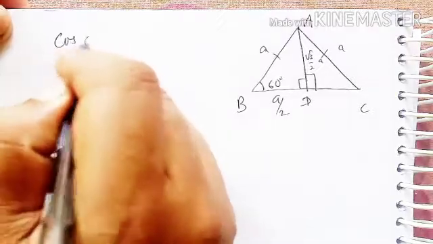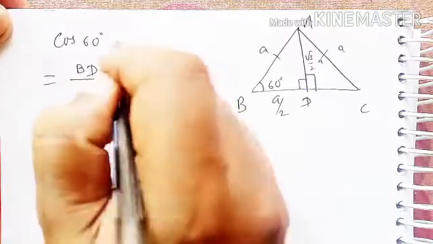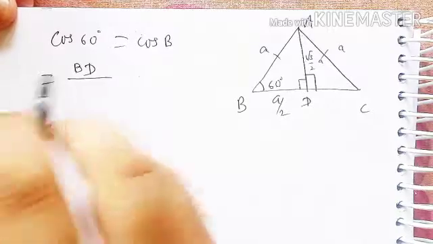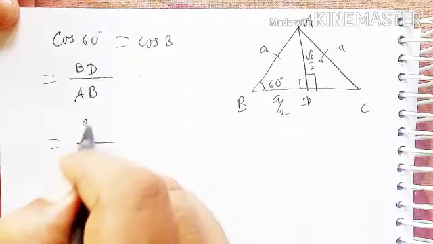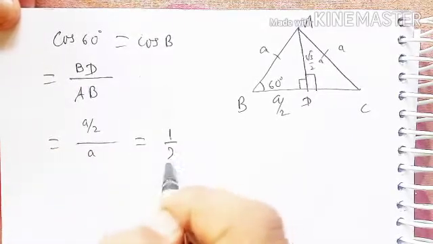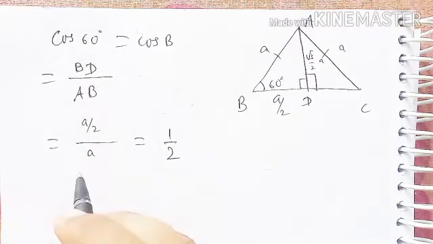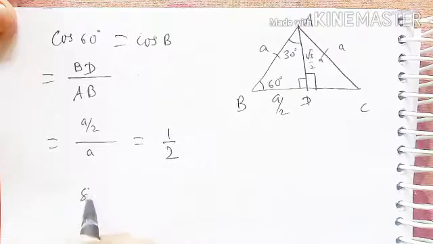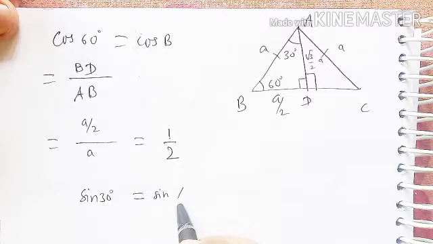Now cos 60 degree, which is cos B, for B base is BD and hypotenuse is AB. So we have A by 2 by A, this is 1 by 2, cos 60 degree is 1 by 2. Now we can find tan 60 degree on dividing sin 60 degree by cos 60 degree. Let us find sin 30 degree. So sin 30 degree is equal to sin angle BAD.